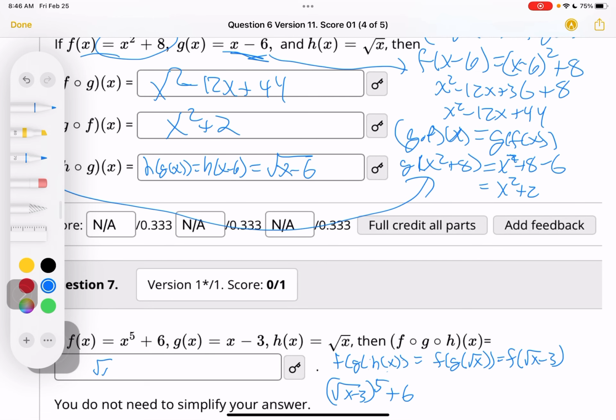So square root of x minus 3. Got a little messy there. To the 5th power plus 6. Okay, hope that helps.